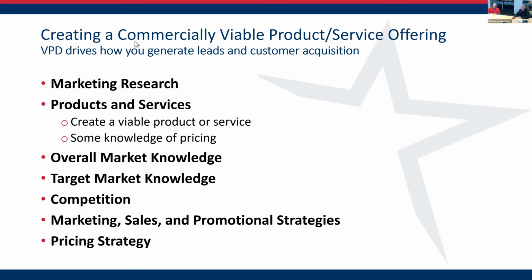So remember, the objective here is to create a commercially viable product or service offering. And the basic process is doing your marketing research, whether it be primary or secondary, hopefully in tandem. We define your products and services. And in the process of doing this, you'll create knowledge of your benefits and features for a customer, and you'll begin to gain some knowledge of pricing and what people are willing to pay because you're looking at what they're already doing. Then we walk through the secondary side.